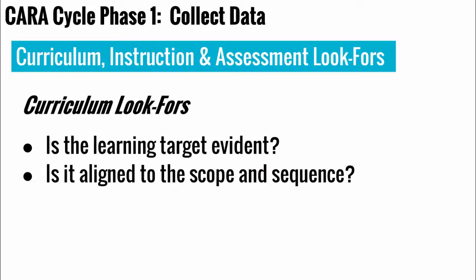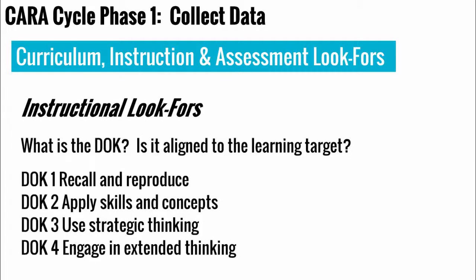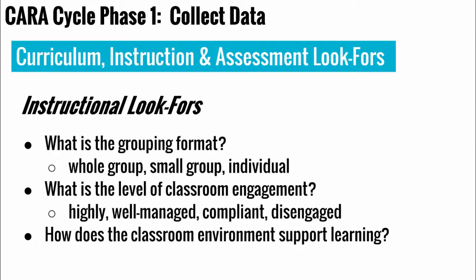The first phase of the CARA cycle is collect data, and within this phase we'll be collecting data related to curriculum, instruction, and assessment. The look-fors include, is the learning target evident, and is it aligned to the scope and sequence of the curriculum? The next look-fors relate to what the teacher is doing, what the students are doing, and what resources students are using. Next, we'll take a look at the depth of knowledge or rigor. Is it aligned to the learning target? And lastly, we'll take a look at grouping format, the level of classroom engagement, and how the classroom environment supports learning.